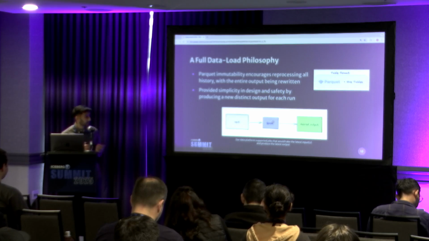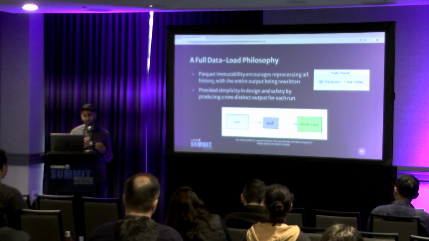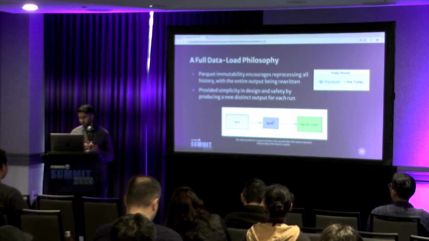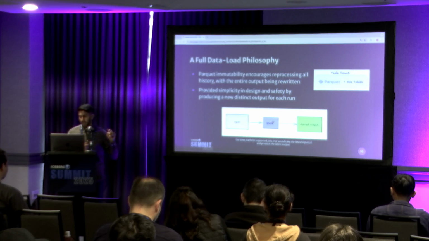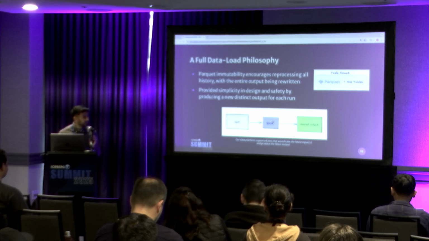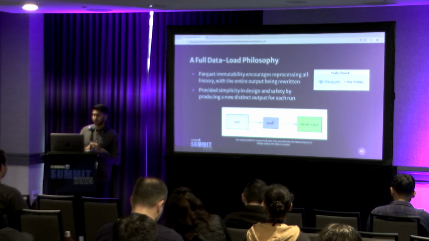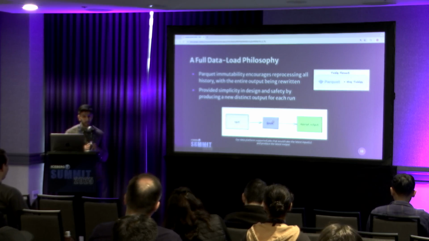And additionally with this, safety and idempotency were also baked into this workflow. Because each job would produce a new and distinct output, a rollback would be as simple as just repointing your product to a previous output location. And lastly, writing the entirely new output was acceptable, I would say, for our aggregated data products because these deliverables were not very large in size.